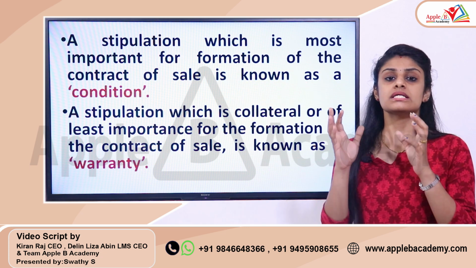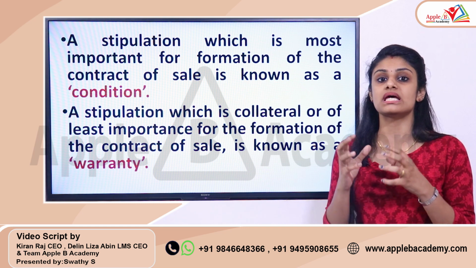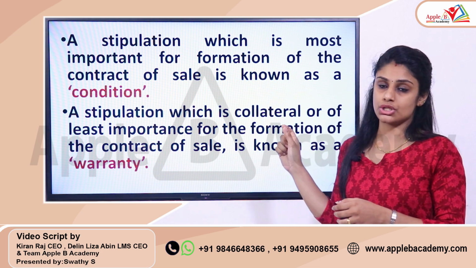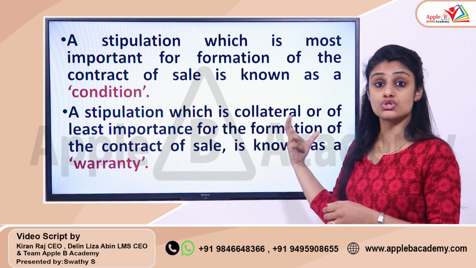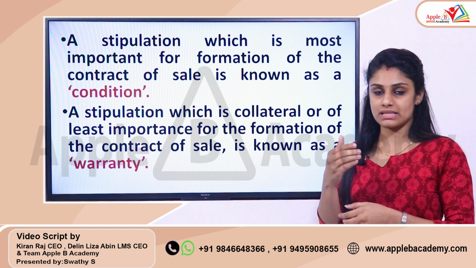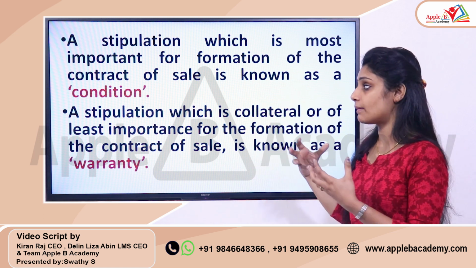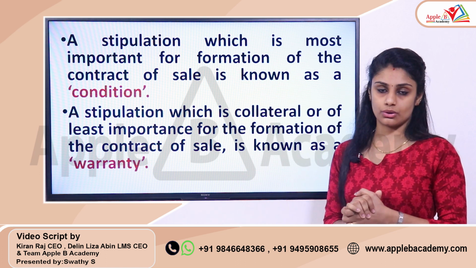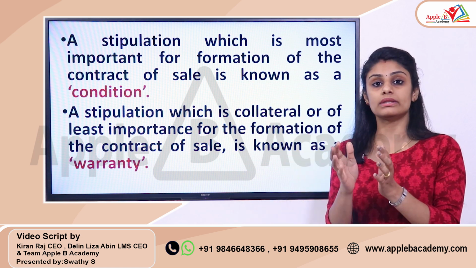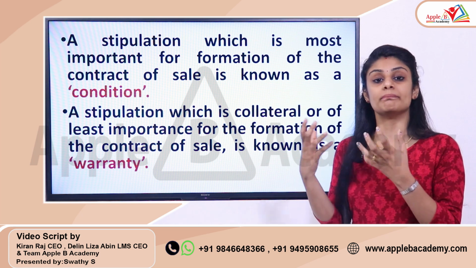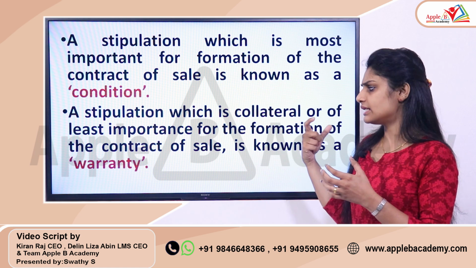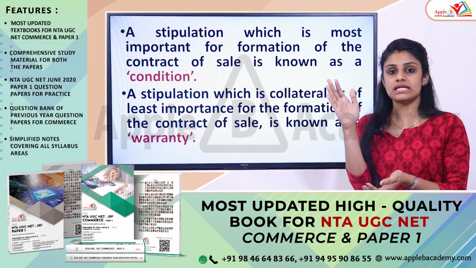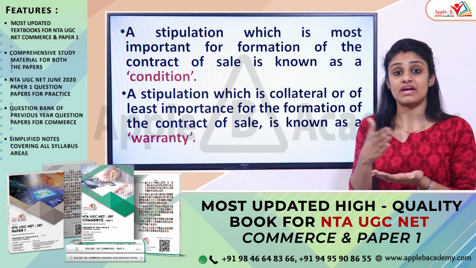So what about condition and warranty? A condition is a very essential element of a contract of sale. A stipulation which is most important for the formation of a contract of sale is known as a condition. But when comparing condition with warranty, a warranty is not so important as a condition, but it is considered collateral. That means it comes along with the condition, but in importance, a warranty has only the least importance compared to a condition. Both condition and warranty together we call stipulation. Condition is a major part of a contract of sale. You will understand condition and warranty specifically when we go through a very important example related to this area. Now see that a condition is a very important part of a contract, which is actually essential for a contract of sale.